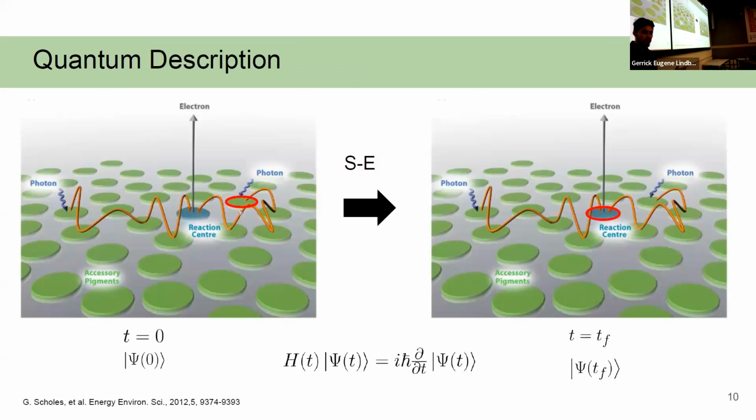Let's go back to the figure, and let's say a photon is absorbed in one of the molecules within the light harvesting complex. That would be our initial quantum state. Then over a certain amount of time, eventually the energy will be transferred into the reaction center, and that would be our final quantum state. Using this method, we can use the Schrodinger equation to model how these states would change over time. That's the quantum description.